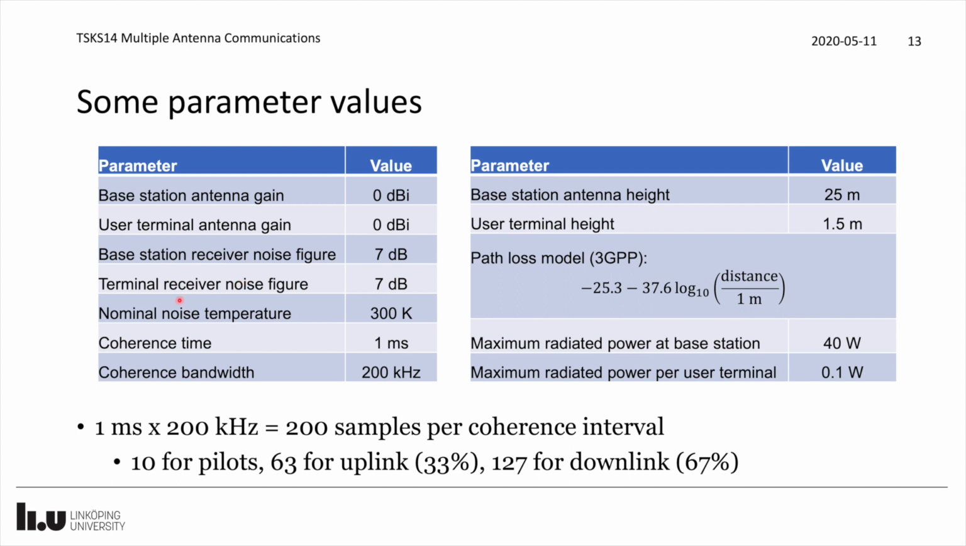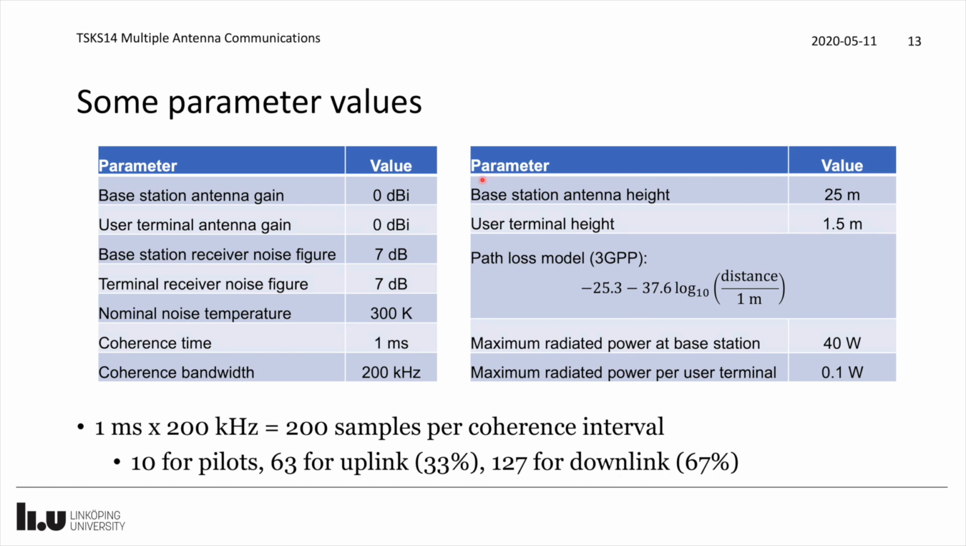We are considering coherence time of 1 millisecond and coherence bandwidth of 200 kilohertz. And if you multiply those numbers together, we have 200 samples per coherence interval to do our communication. Out of those, 10 are used for pilots, because we have 10 users. And then we are dividing the rest of it between the uplink and the downlink, so that we have 1/3 or 63 of these samples for uplink, and 2/3 or 127 for the downlink. So from that perspective, we are expecting that we will send more data in the downlink than in the uplink. So let's adapt our operation for that as well.